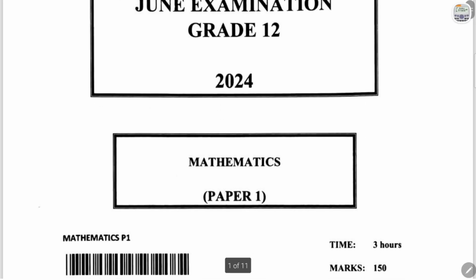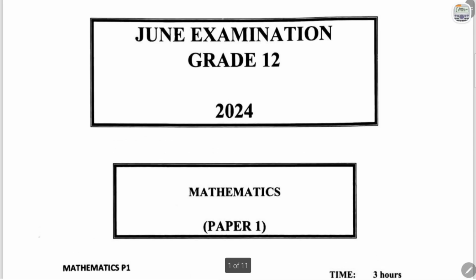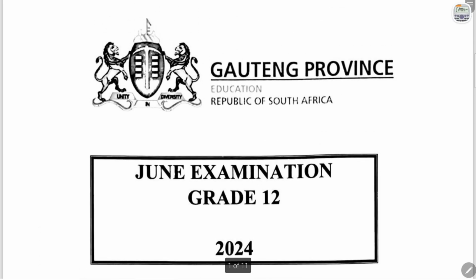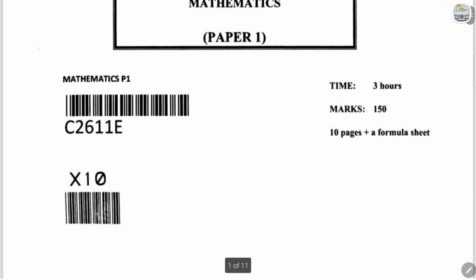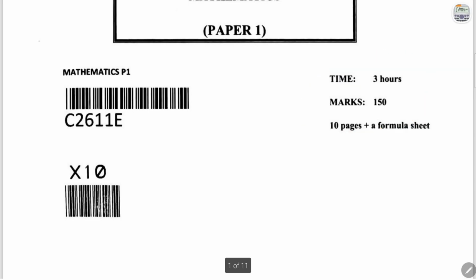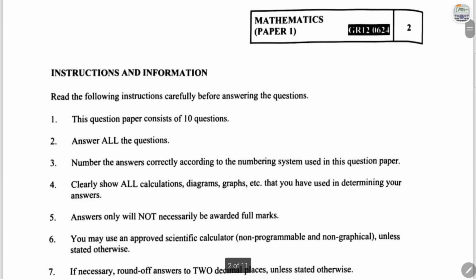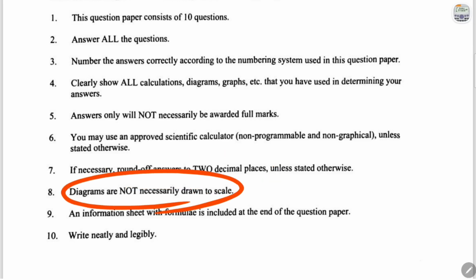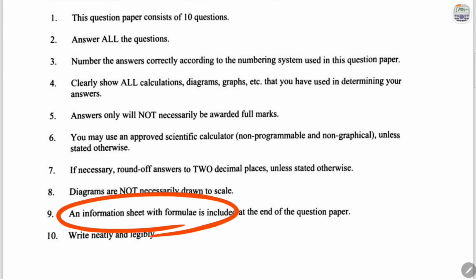In this video, we'll be working on the Mathematics Paper 1 for June 2024, and this is specifically from the Gauteng province. Remember that this paper is worth 150 marks and the time allocated is 3 hours. Our instructions: just remember to round off to 2 decimal places unless stated otherwise. The diagrams are not necessarily drawn to scale, and there is an information sheet with your formulas at the end of the question paper. With that being said, let's get into this video.